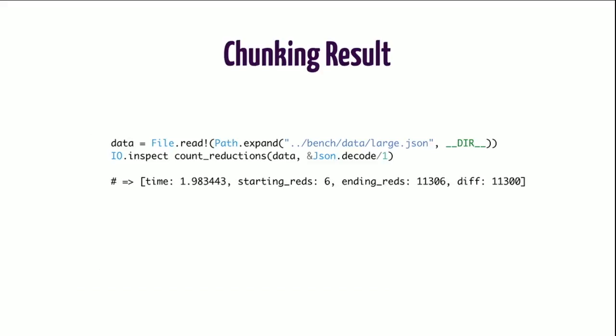So the result of this is much different. We now have a diff here where we actually are doing 11,300 reductions, which is much, much better. We probably didn't block the scheduler. But this is definitely much more on track. It still took a long time, but we were a good citizen of the BEAM, which is nice.